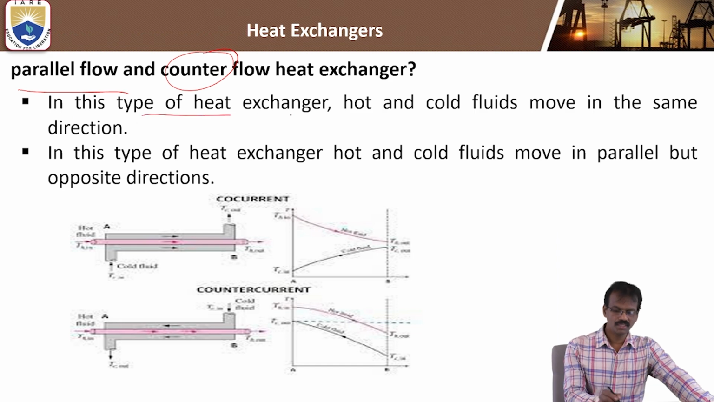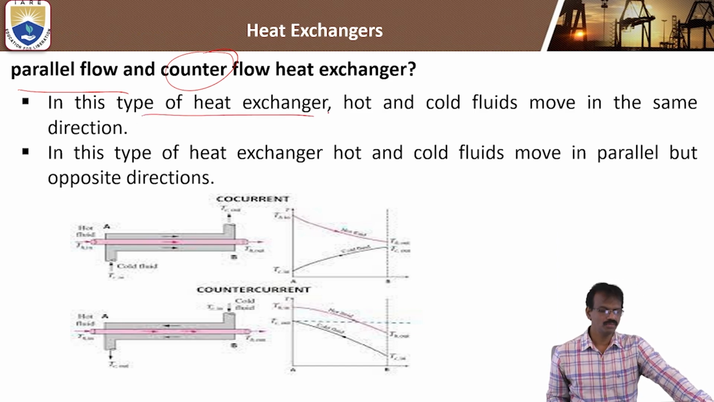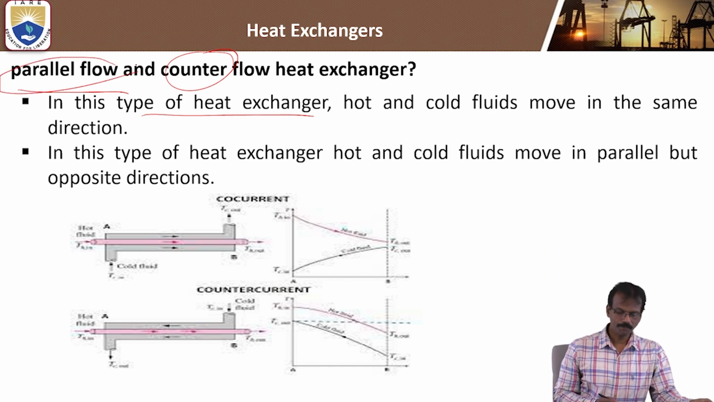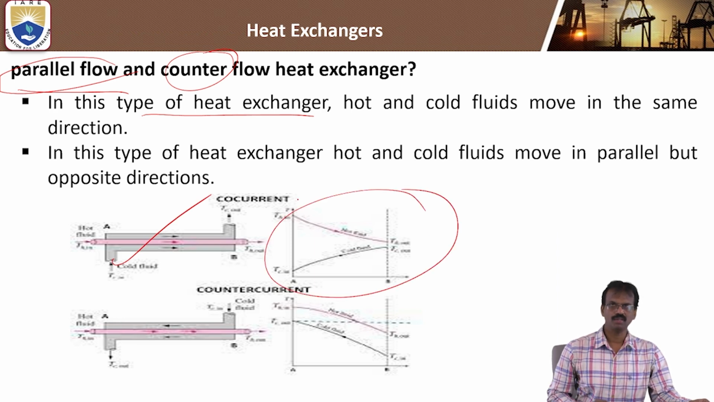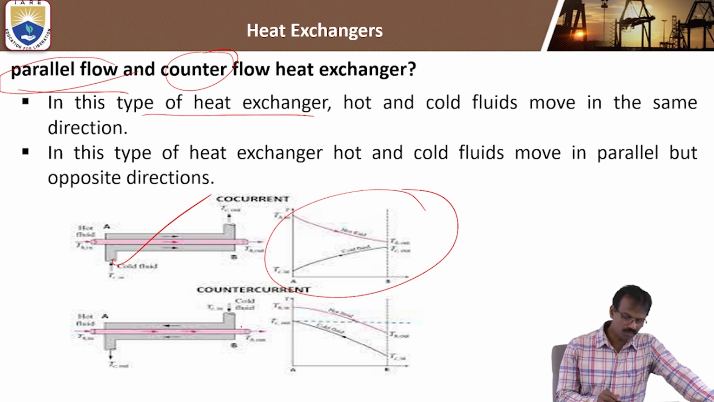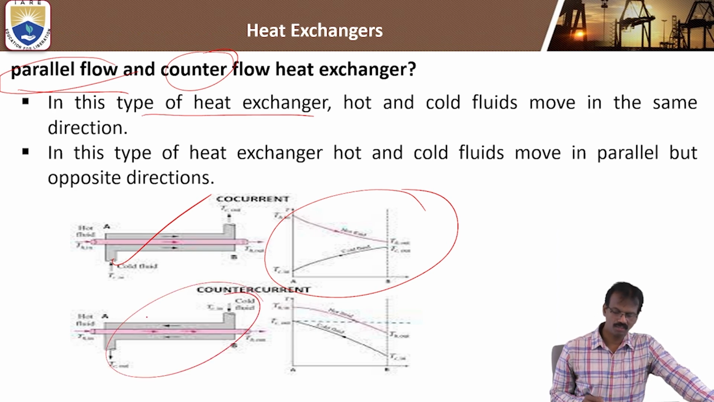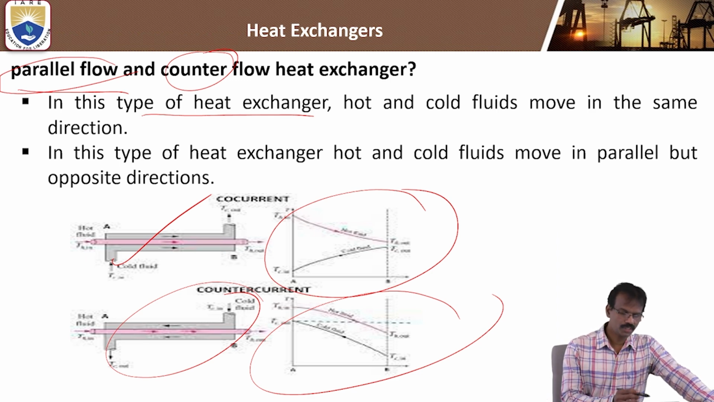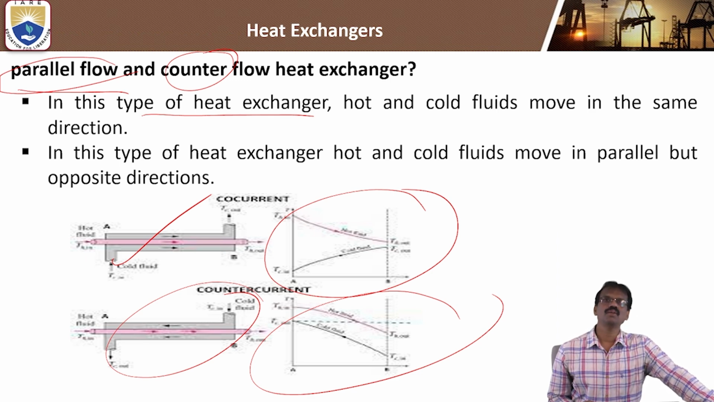In this type of heat exchangers, it means in the parallel flow or counter flow heat exchanger, hot and cold fluids move in the same direction. So this one is the parallel flow heat exchanger. The corresponding graph of this parallel flow heat exchanger you can see here. This one is the counter flow heat exchanger. The corresponding graph related to the counter flow exchanger you can see here. So we'll see first of all the parallel flow heat exchanger.